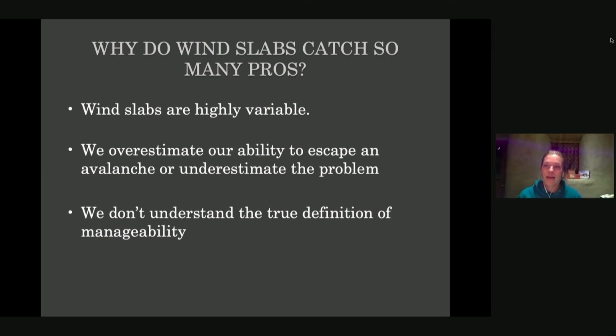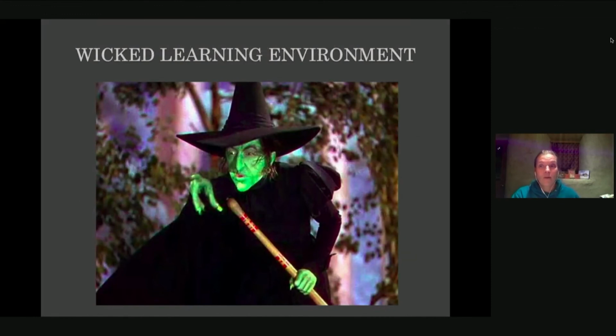And I also think that as backcountry travelers, since our job is avalanche avoidance, we don't actually understand the true definition of what an avalanche problem is if it's manageable. Because we ideally have not been caught in many avalanches. We haven't triggered very many avalanches, and we haven't escaped very many avalanches. So we don't have a deep well of experience to draw on. And we live in a world of a wicked learning environment. We don't get direct feedback when we're out in the backcountry.